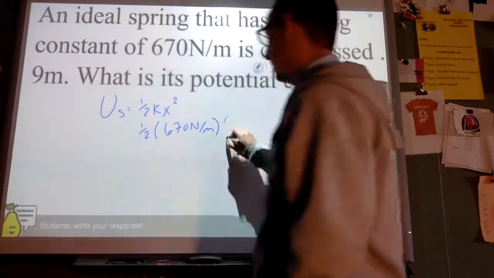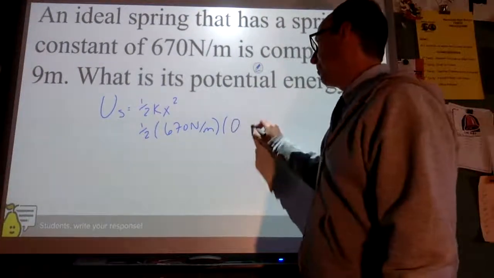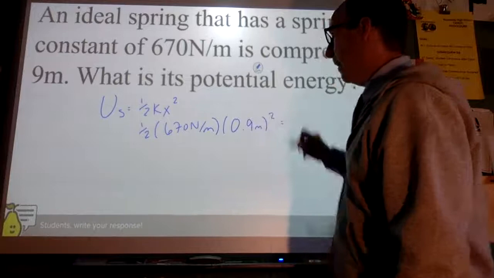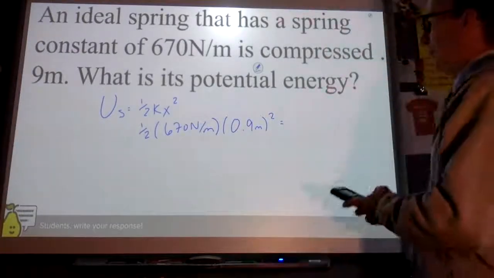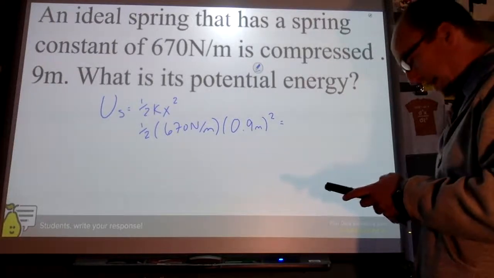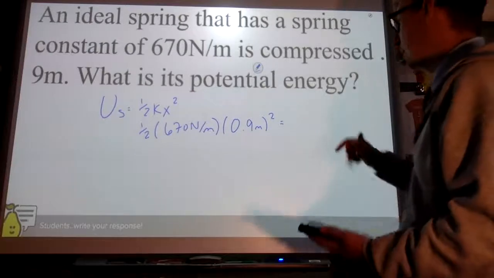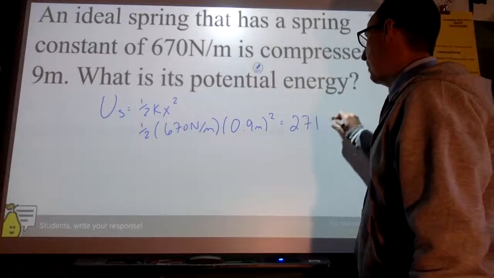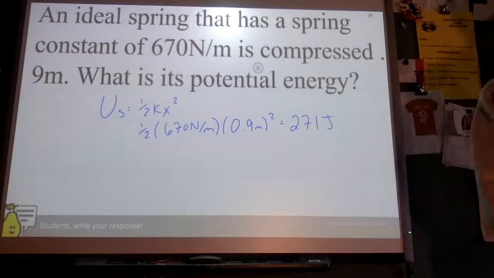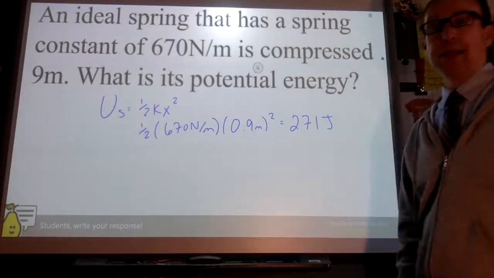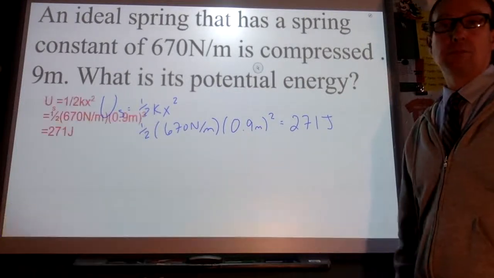So they give us the spring force constant of 670. They also tell us how much it is stretched or, in this case, it's compressed. So I'm just going to take 0.5 times 670 times 0.9 squared. Gives me about 271 joules. So that's how much energy is in the spring. It's potential energy because I could get it back out by releasing the spring.